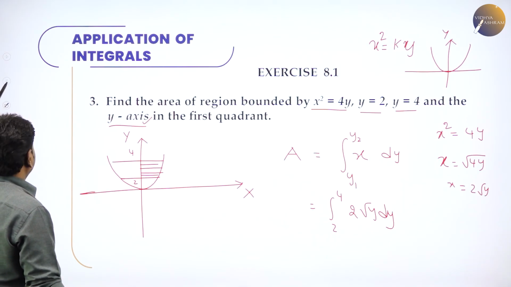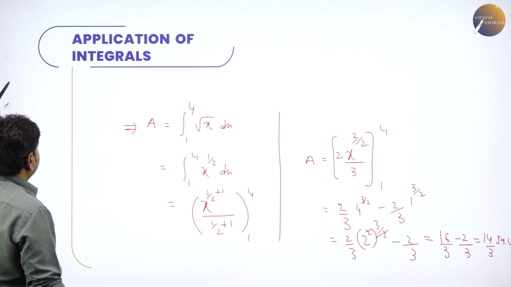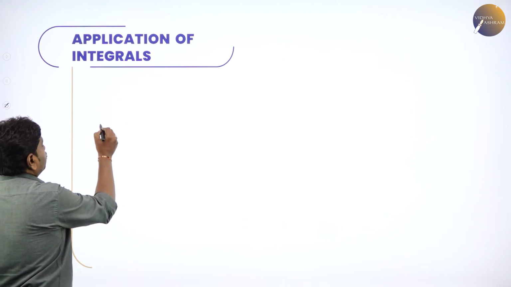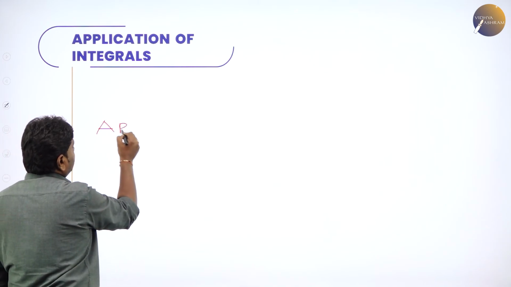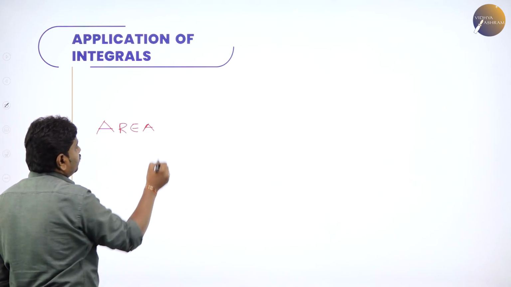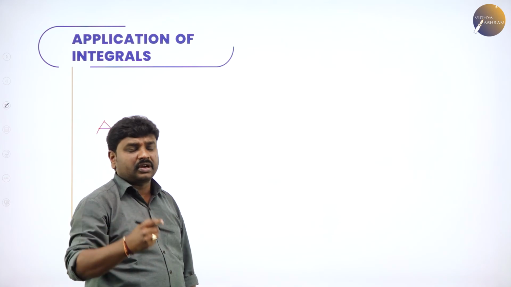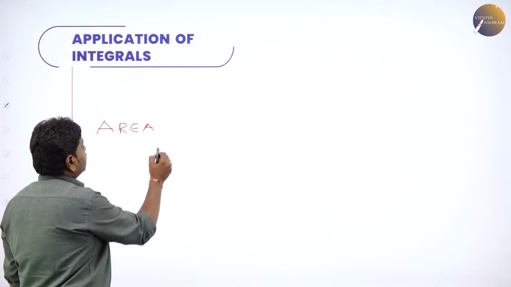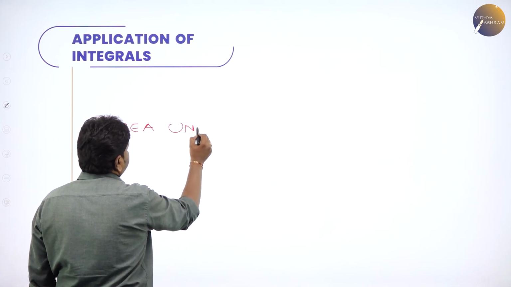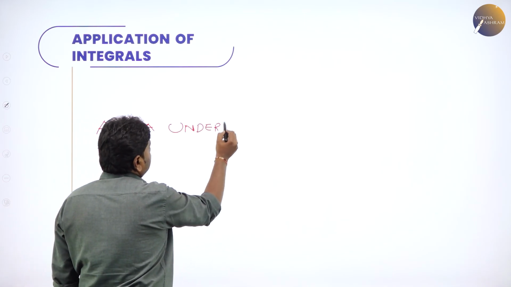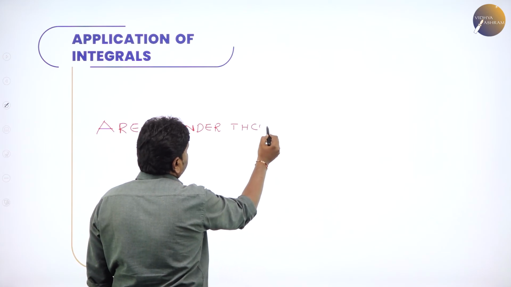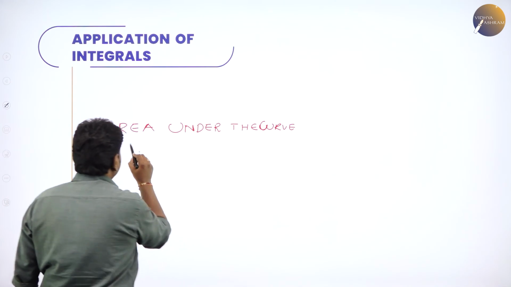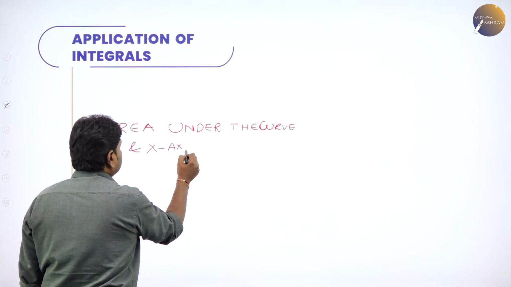So now I taught you how to find areas. Let me summarize. First, the very important basic is the area under a curve and the x-axis. We will go for different types of parabolas, different types of circles and all the conics. First basics: the area under the curve and x-axis. What is the area under the curve and x-axis?